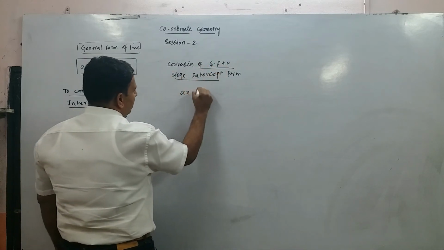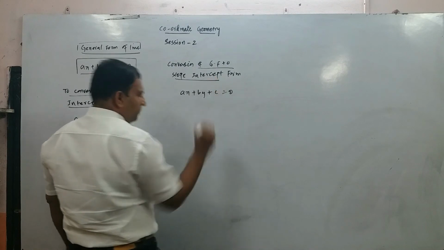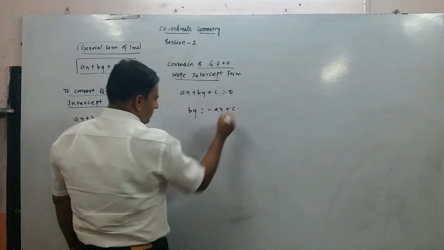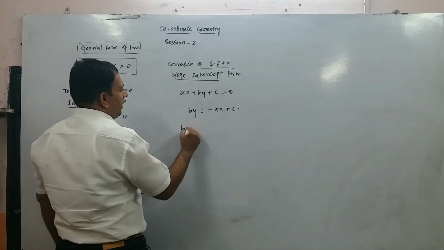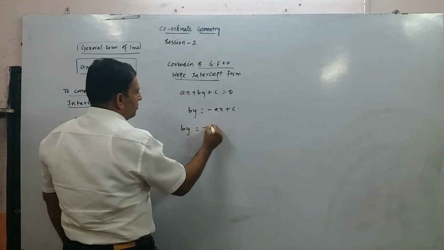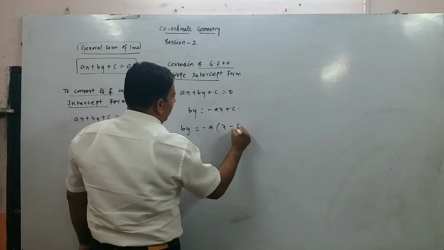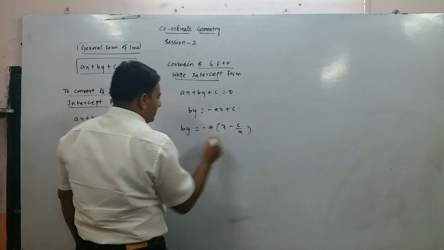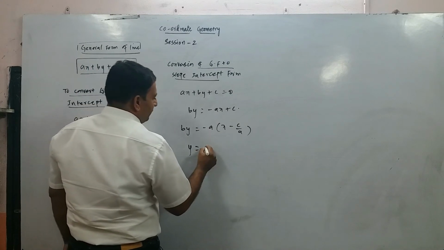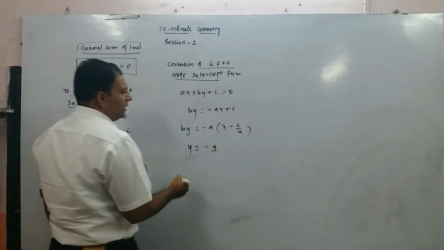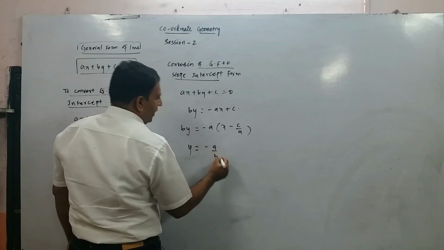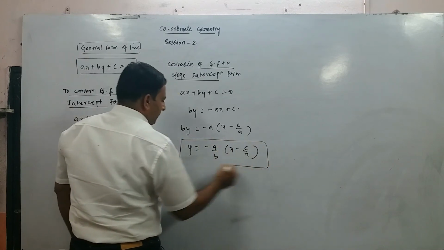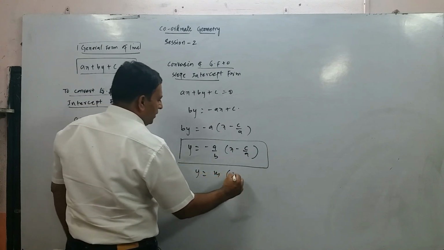I will say ax plus by plus c is equal to 0. Now, by is equal to minus ax plus c. Now by is equal to minus a common, x minus c by a. If I take minus a common, this minus minus plus a cancel. y is equal to minus a by b into x minus c by a. So it is of the form y is equal to m into x minus a.